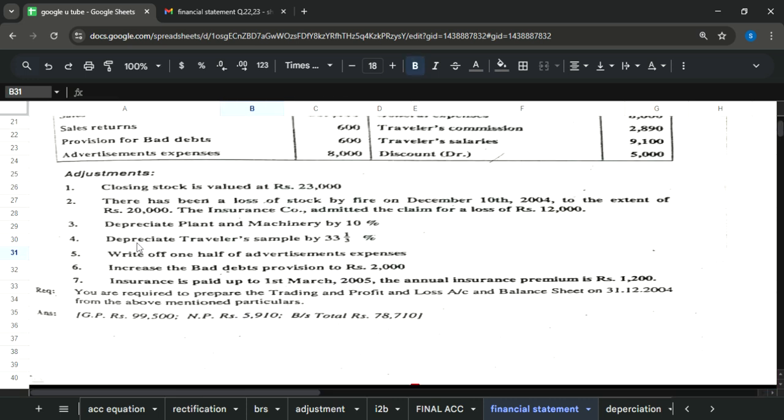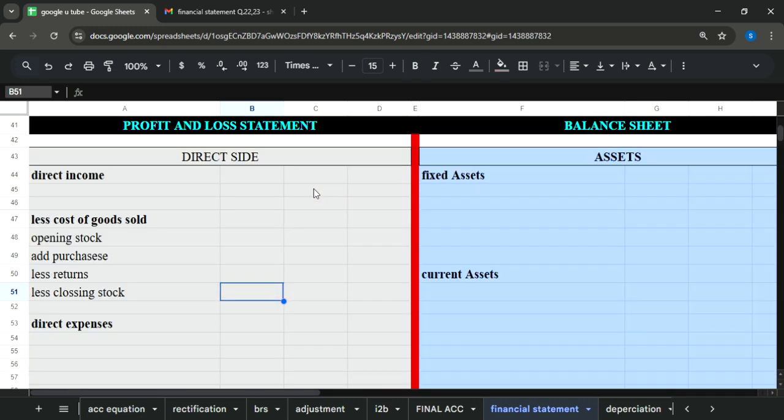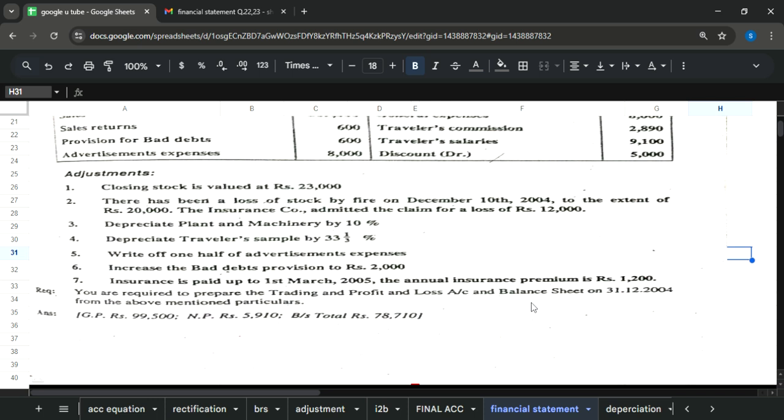That is why we usually write it as our first activity. Amount of closing stock is 23,000. So here 23,000 is your first effect. Then you will go to your current asset side, and here you will mention closing stock as your second effect, 23,000. So you have seen that the first adjustment had two effects and we have completed them.